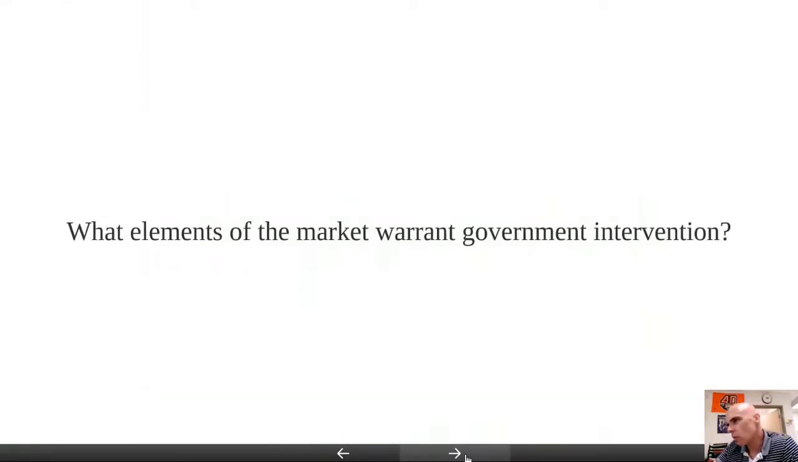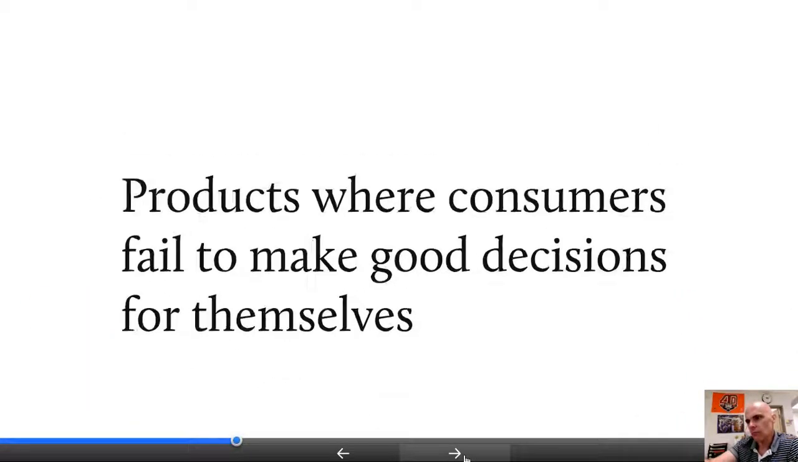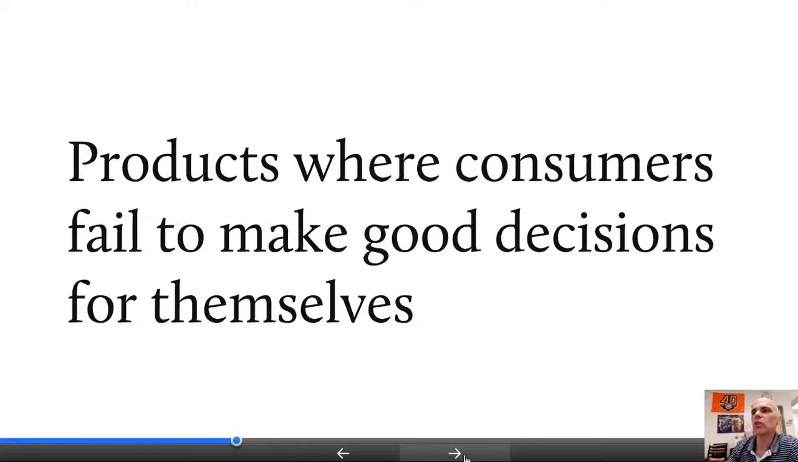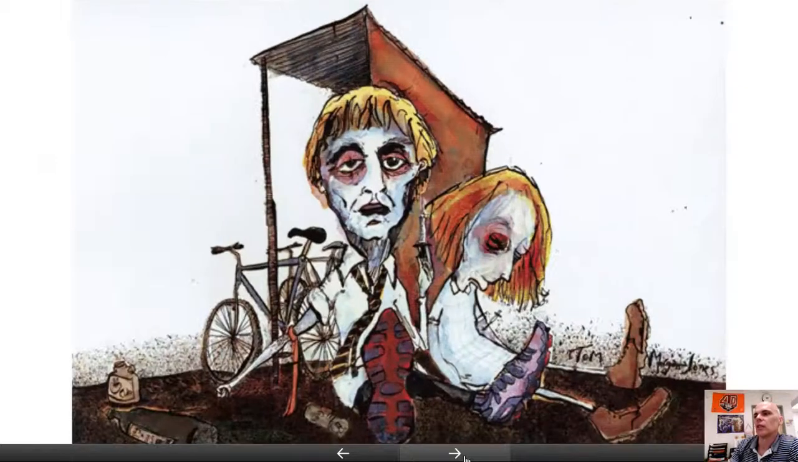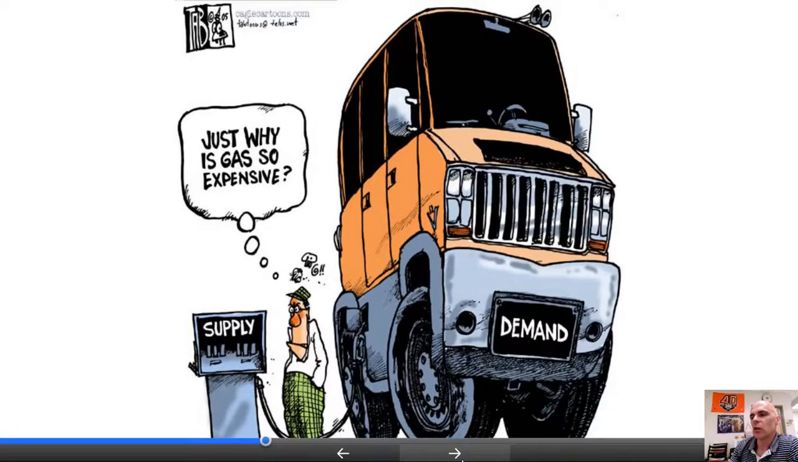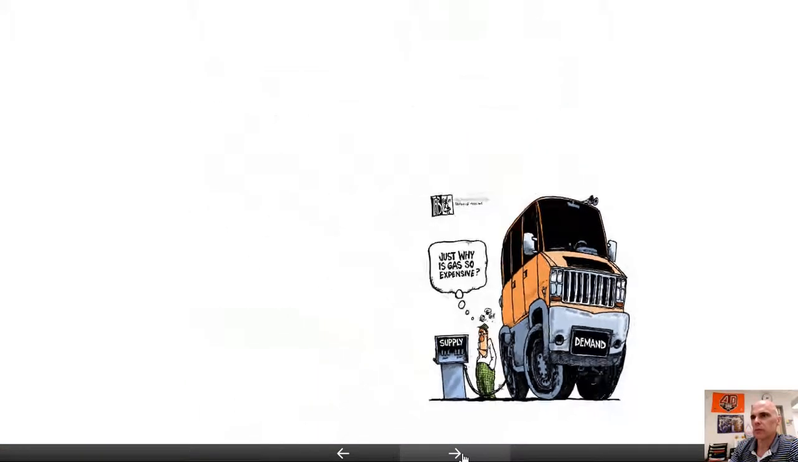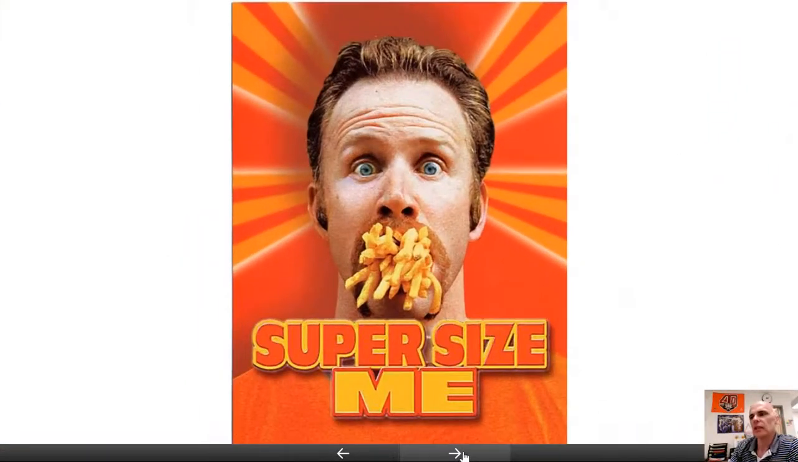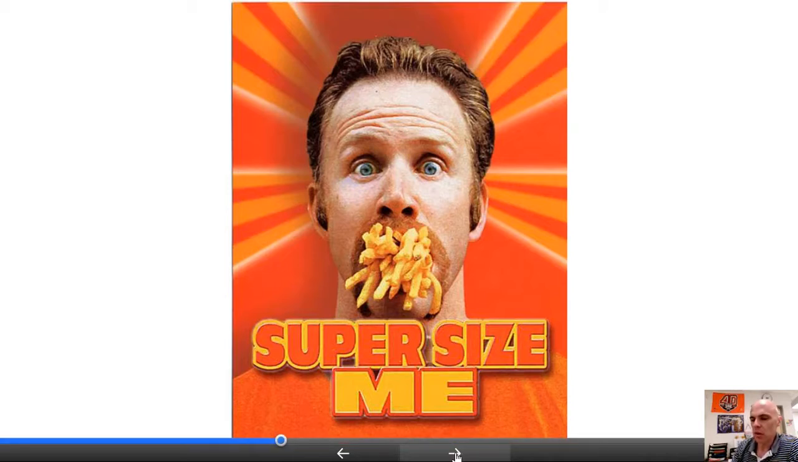What elements of the market warrant government intervention? Well, maybe products where consumers fail to make good decisions for themselves. So, like heroin, that needs to be regulated. Or like our choices in terms of what kind of automobiles we drive, or what kind of fuels we burn, or what kind of food we eat. Does the government have a parental responsibility to regulate our behavior when our behavior is self-destructive? Or when our behavior is destructive to the group?